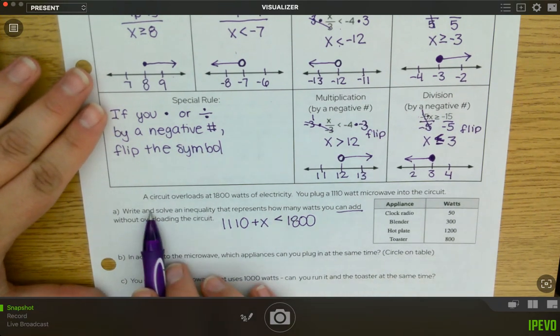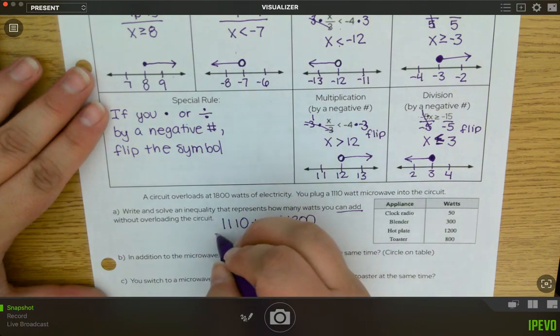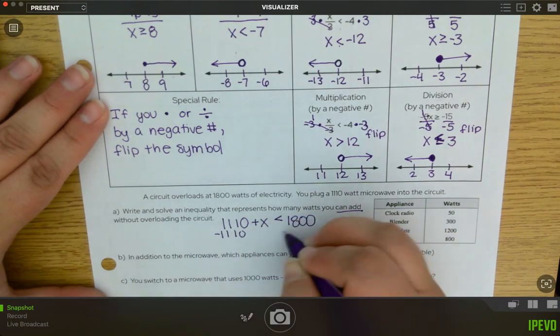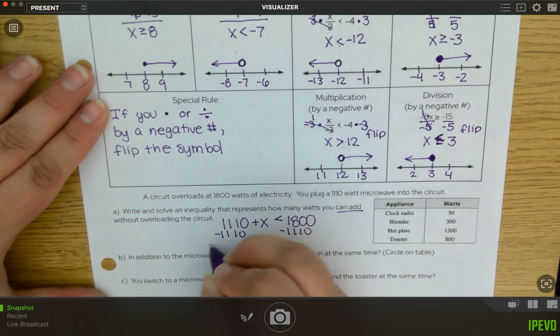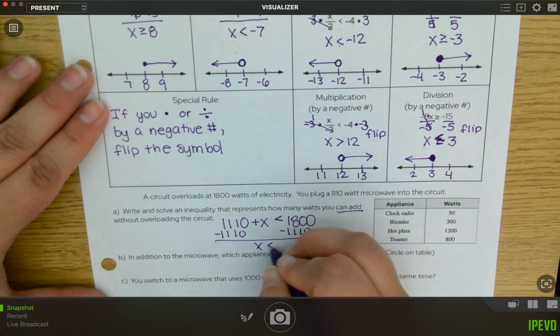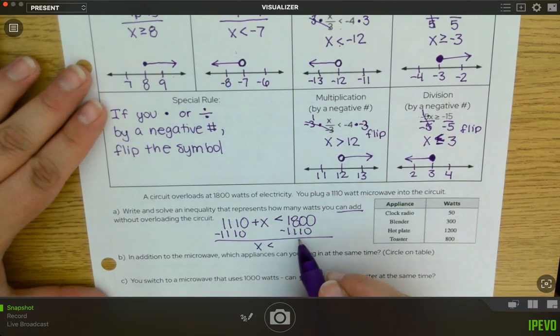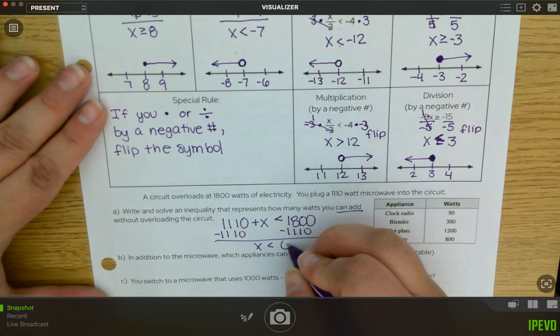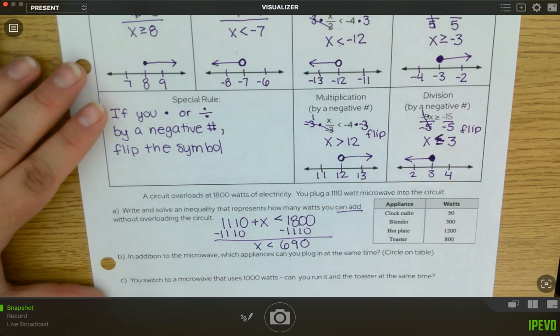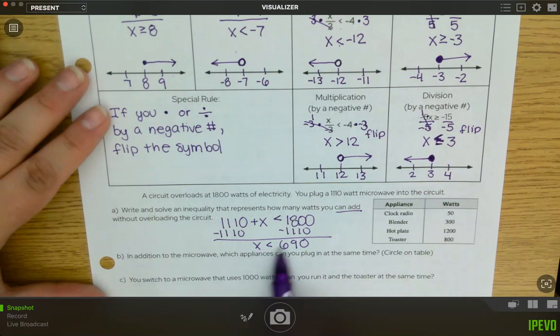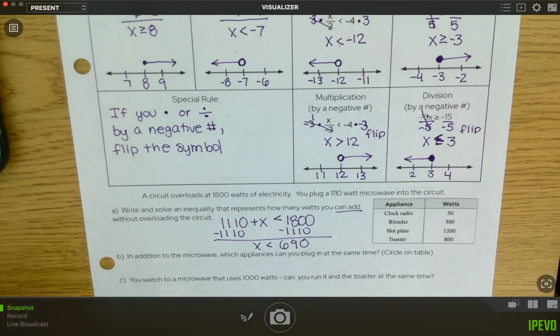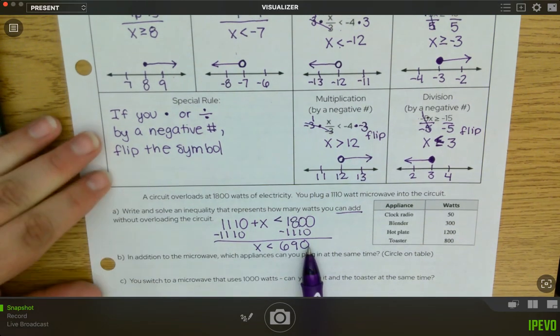And it says write and solve, so we're going to subtract this 1110. 1800 minus 1110 is 690. So X has to be less than 690, like 680, 670, all good, but not 700.